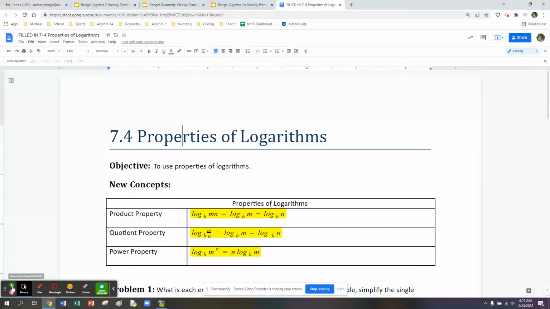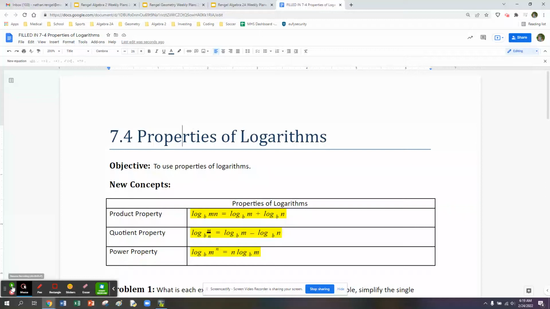If we look at multiplying two powers with the same base, so if we have 5 to the first power times 5 to the third power, we can rewrite that as 5 to the 1 plus 3, which ends up being 5 to the fourth. So we can simplify any powers with the same base if we're multiplying them by adding their exponents.